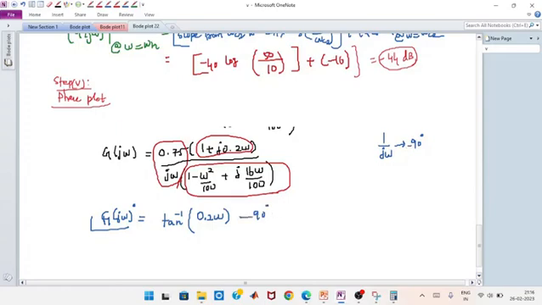Then for this term, what will we do? Minus tan inverse of the imaginary part. What is the imaginary part? 16 omega divided by 100. So let me make it 0.16 omega, divided by 1 minus omega square divided by 100. Can you make it like this? Tan inverse of imaginary part divided by real part. So this is the equation for finding the phase for the given problem, right?